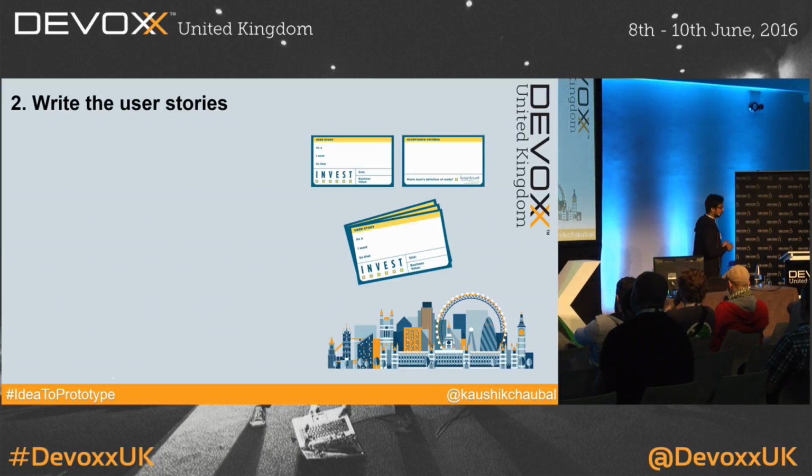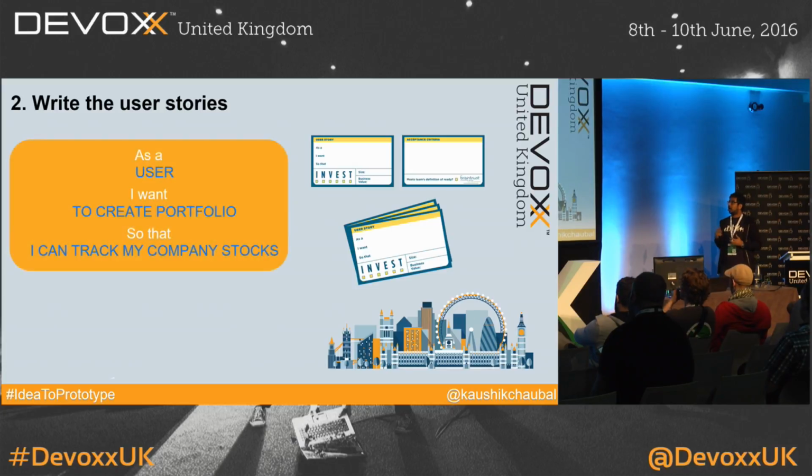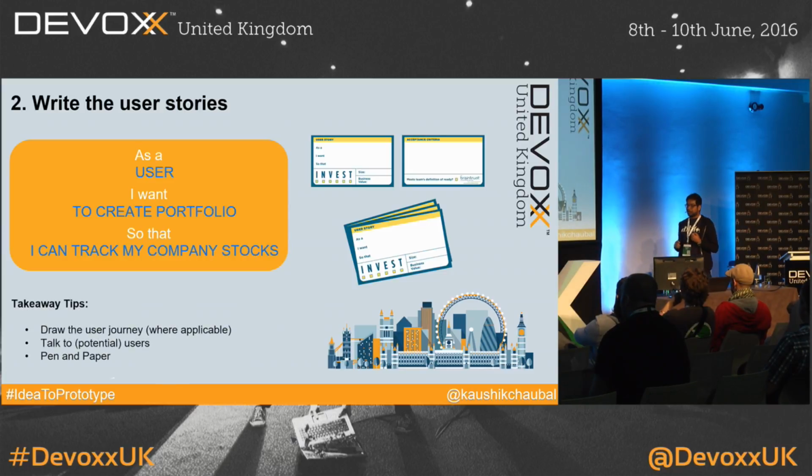So again, taking that portfolio example that I was talking about, as a user, I want to create a portfolio so that I can track my company stocks. So a very simplified explanation so that I can use that as a way of defining what it is that I'm trying to create. Some takeaways for this.